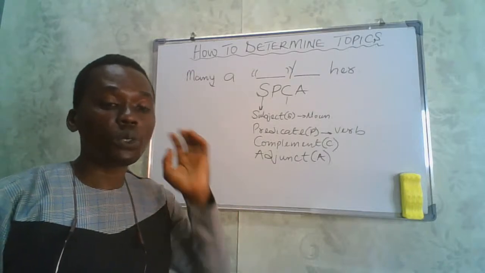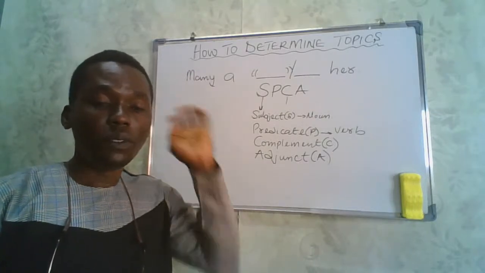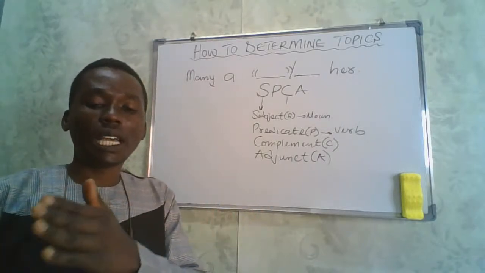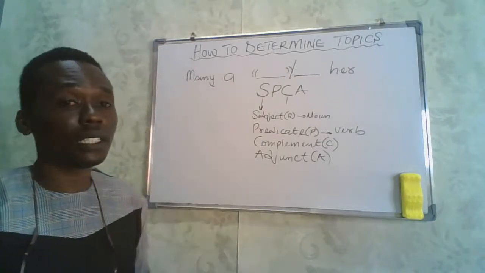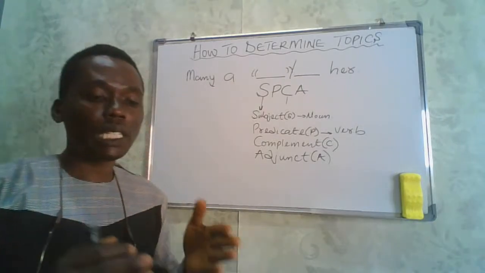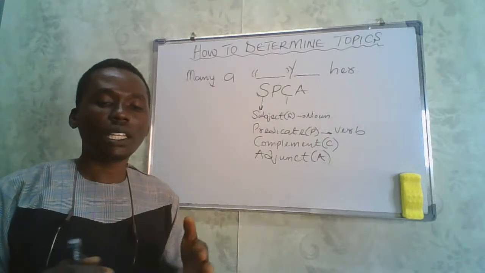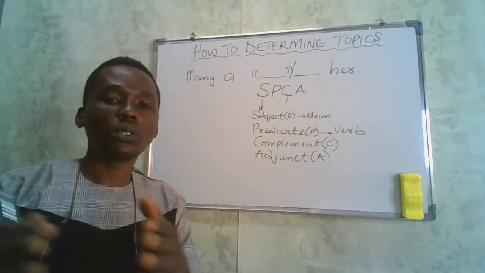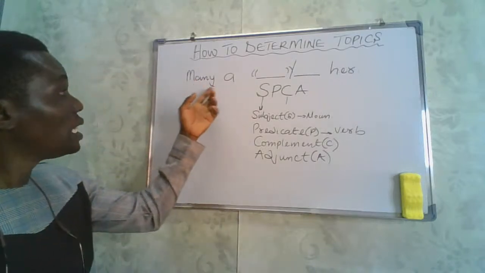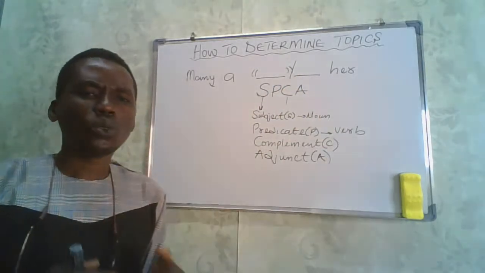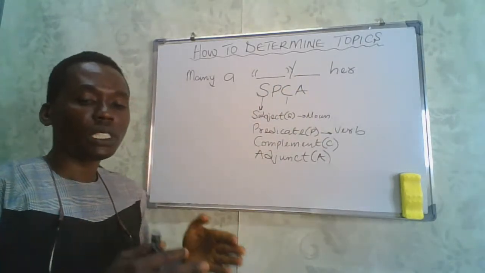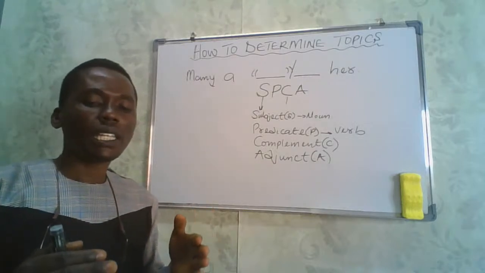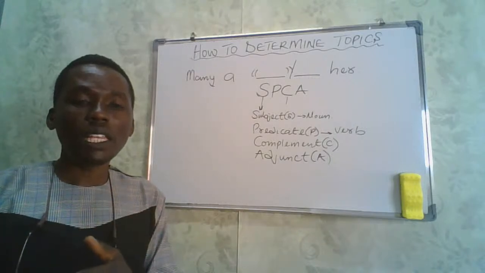Now, once you have come to know this, to arrive at the subject, you ask yourself, who and what did the action in this sentence? In the case of the statement we've made, who and what did what to her? Because we have many a dash her. So who and what did what to her? The answer, that is the subject, is many a student.